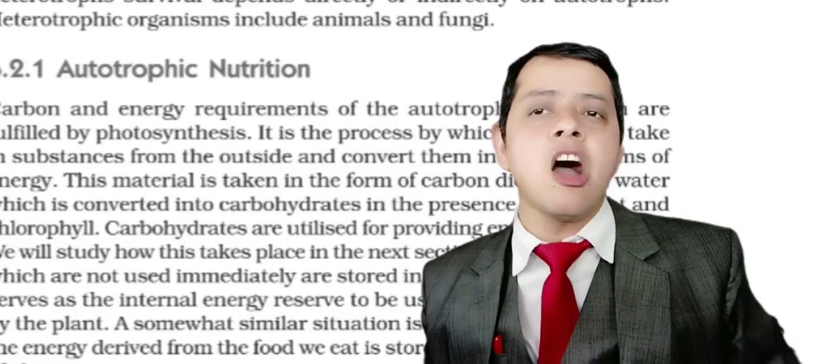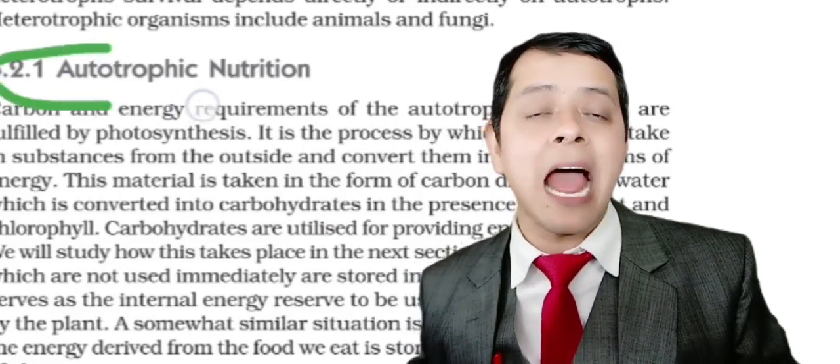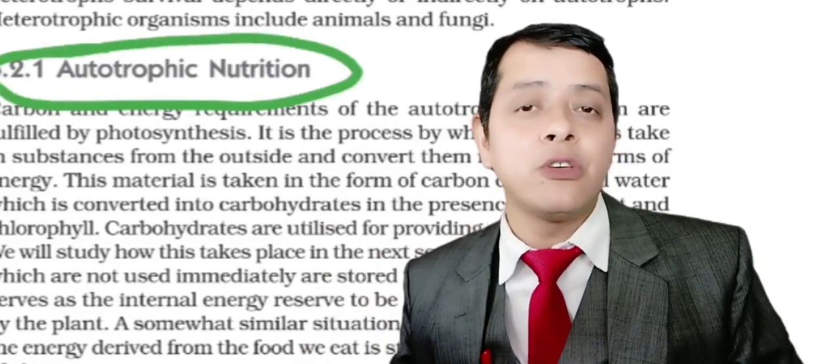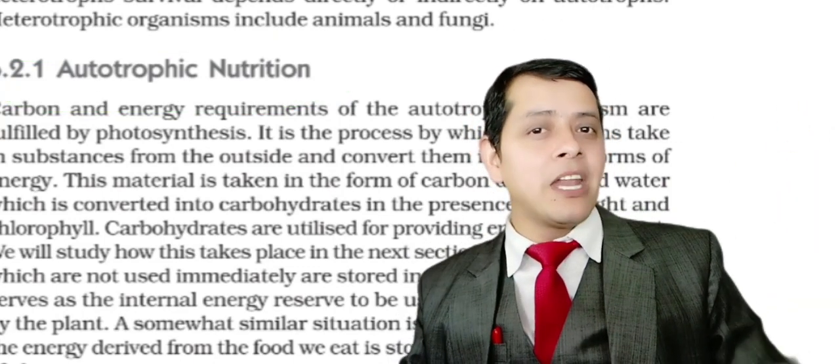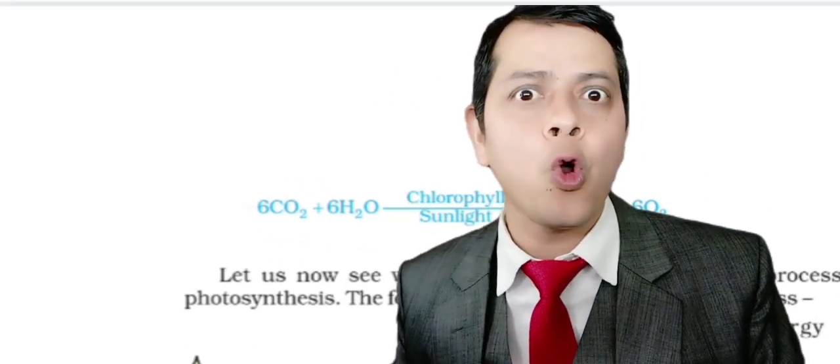Autotrophic nutrition is a type of nutrition where plants prepare their food by themselves by using carbon dioxide, water and minerals in presence of sunlight with the help of the green color pigment called chlorophyll. And you know why the plants are green? Totally, you see the environment is green.